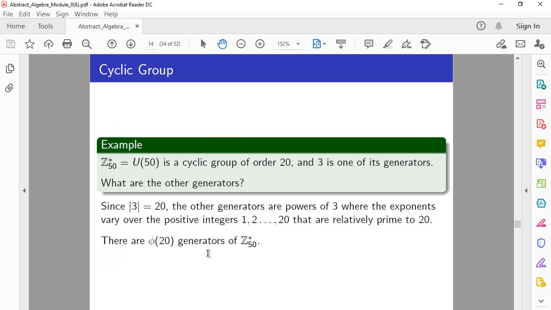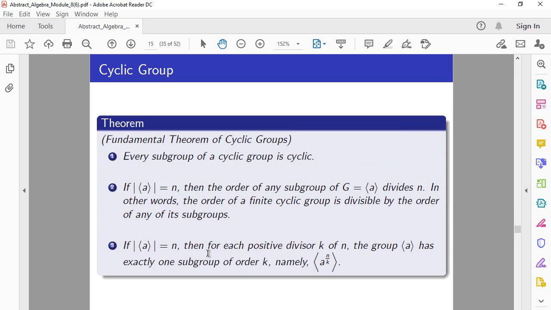Okay, so I'm going to stop here. In the next video, we will be looking at the fundamental theorem of cyclic groups.